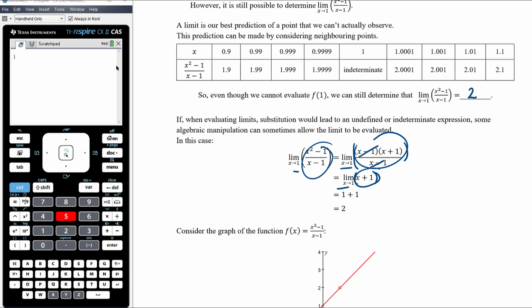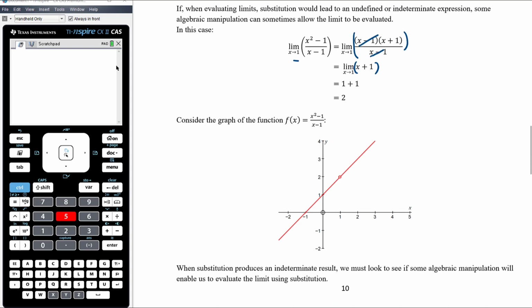Now I can substitute x equals 1 in. It's equal to 1 plus 1. Please be careful about when you lose that limit notation and where it goes. So the limit as x approaches 1 of x plus 1, I can now substitute 1 into that without creating an undefined or indeterminate expression, and so the limit is going to be equal to 1 plus 1, which is 2. So we can calculate it algebraically.